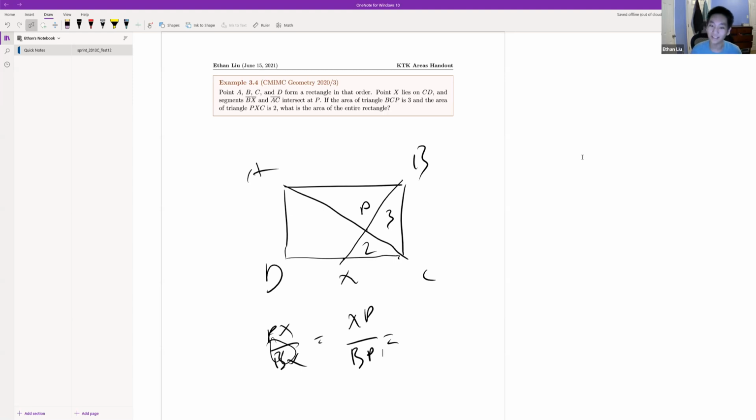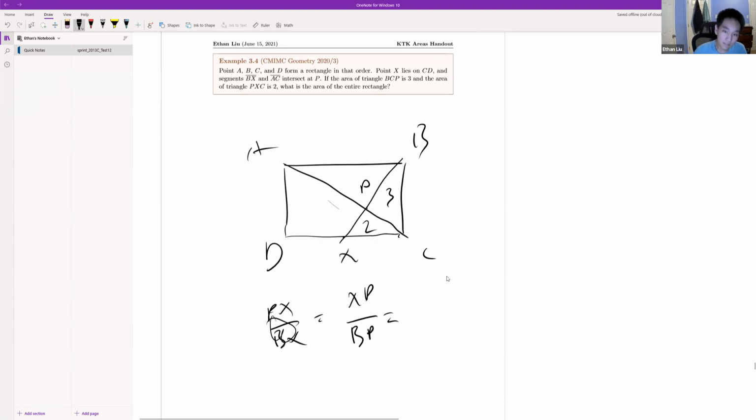Yes, exactly. 2 over 3. And this is because of what we said earlier, right? The ratio of the areas is the ratio of the bases, right? And this is true even in any order. So as long as they are on the same line and the point is the same, then the ratio is 2 over 3, yes. So this is 2 to 3.